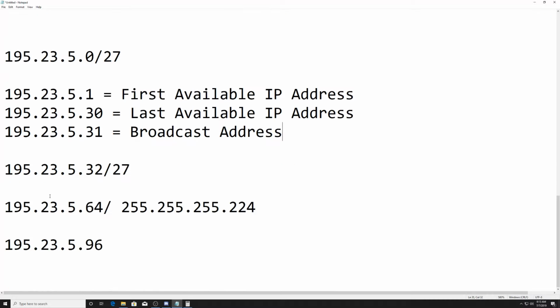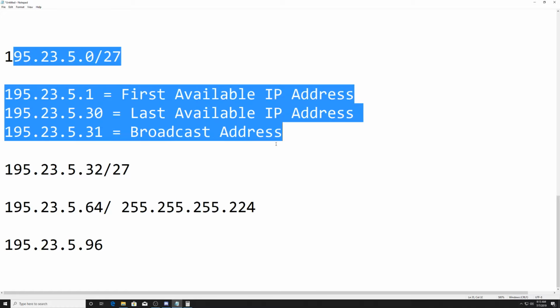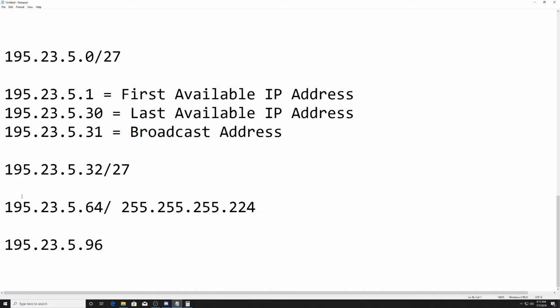So we'll move on down to this one. Because .32 is a new network now, it's still within the /27, but remember, this can hold 8 networks. So this is the first network right here. We're working on the second network as we speak. So 195.23.5. Remember, 32 is the network ID. You cannot use that. So that's 33. And actually, let me do this again.